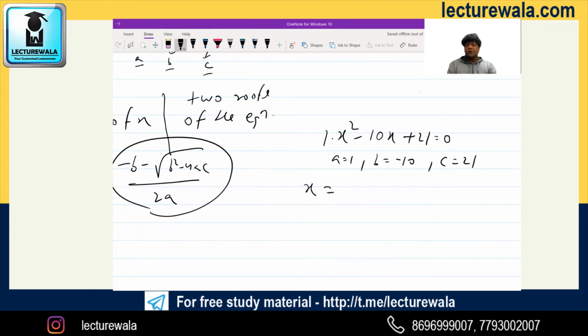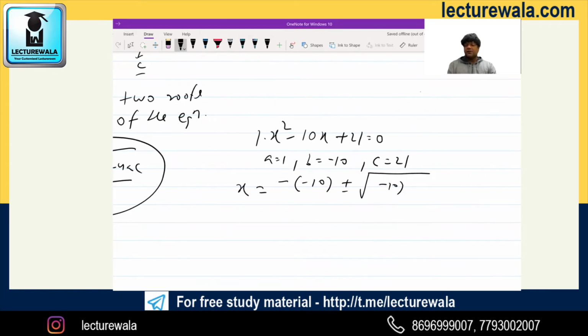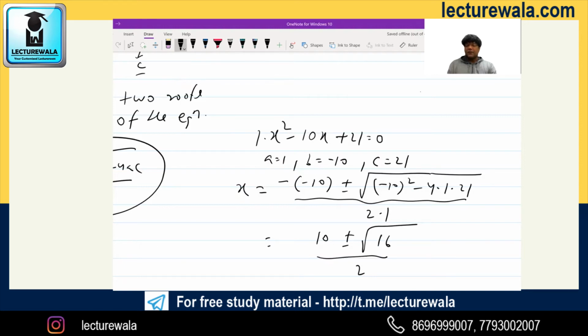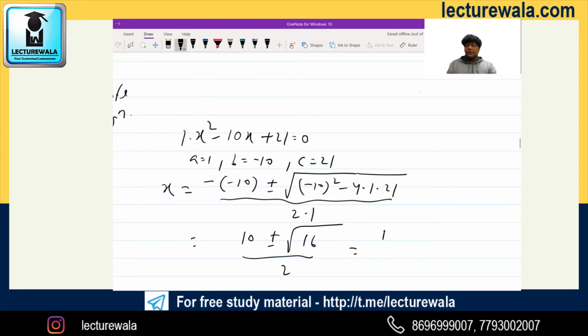I will apply that formula, Sridhar Acharya formula, minus b plus minus root over b square, that is minus 10 square, minus 4 into a into c, divided by 2a. That is 10 plus minus root over 100 minus 84, which is 16, divided by 2. So we are getting 10 plus or minus 4 by 2. 10 plus 4, 14 by 2, 7. 10 minus 4, 6 by 2, 3. 7 and 3 are the two roots of the equation.